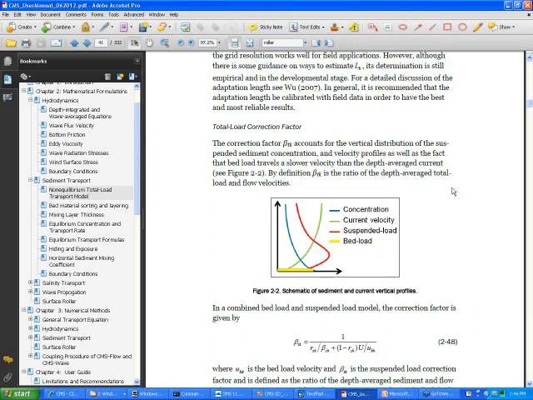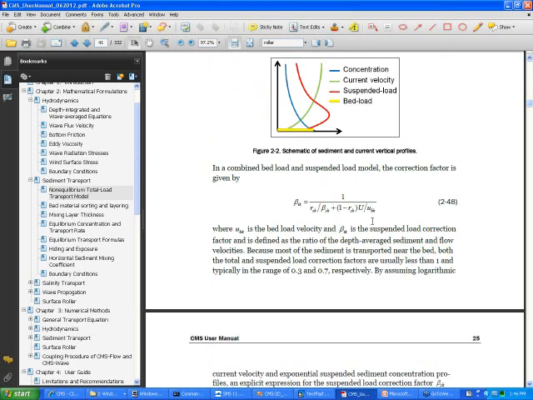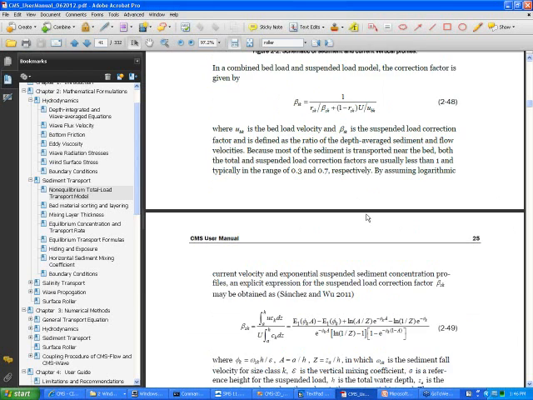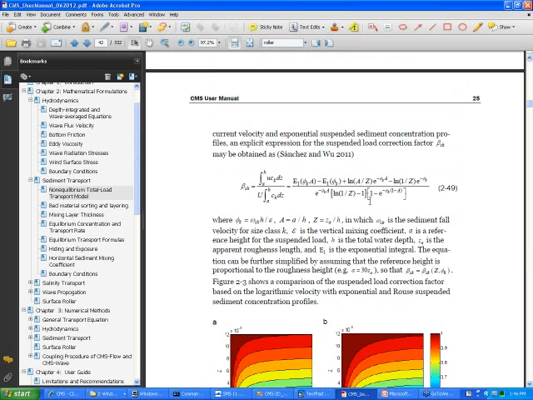I talked a little bit about the total load correction factor, which accounts for the vertical variations of the suspended load, the bed load, and the current velocity. And this is how it's defined. We have two options for calculating it, assuming a log distribution of the current velocity profile and either an exponential profile or Rouse profile for the sediment concentration profile.